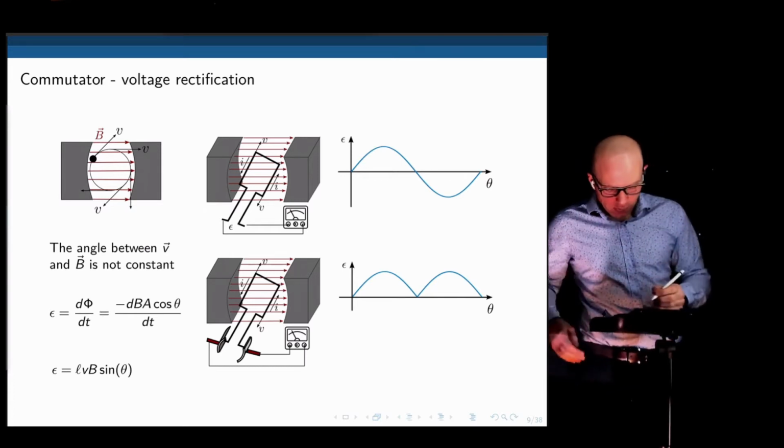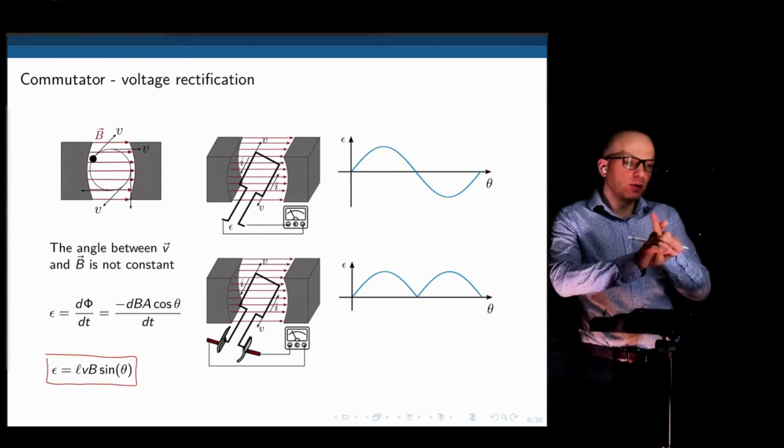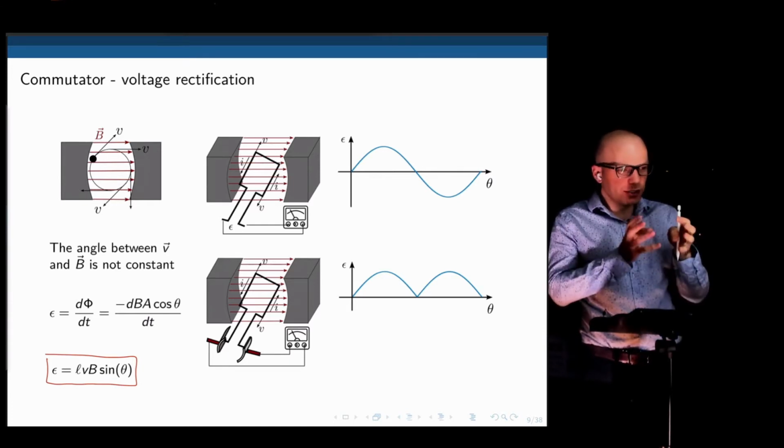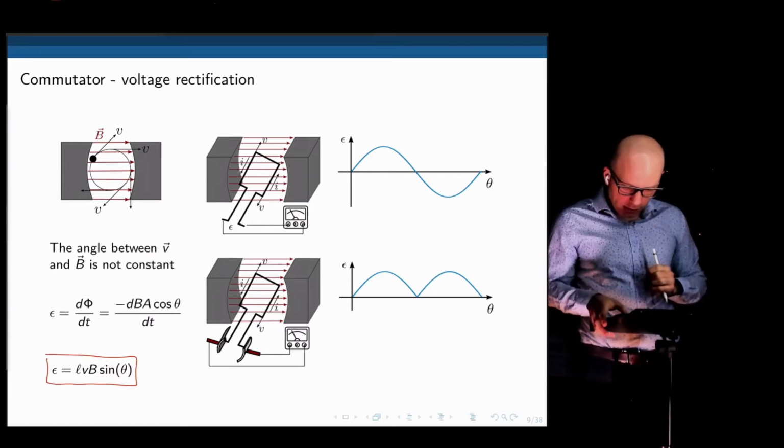Now we have VBL sine of theta, the angle between V and B would be 0, and it would create 0 back EMF at that instant in time.